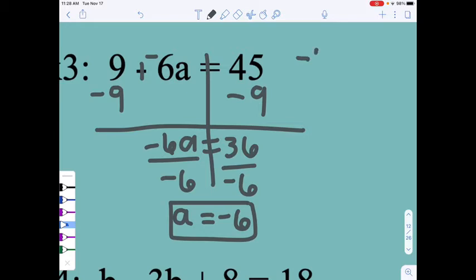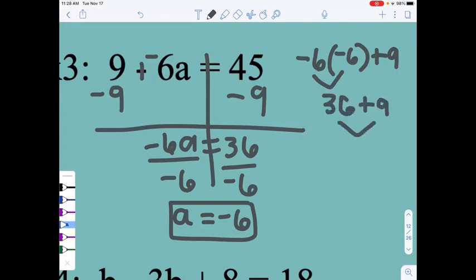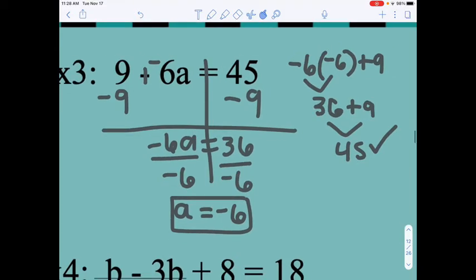To check my answer, I'm going to plug -6 in for a. -6 times -6 is 36, plus 9, 45. Yep, that works. So our answer is -6. And you guys, checking your work is really the best way to make sure that you're getting the right answer. When you take a quiz and when you take a test, if you check your work, it almost guarantees you get the right answer if your answer works.